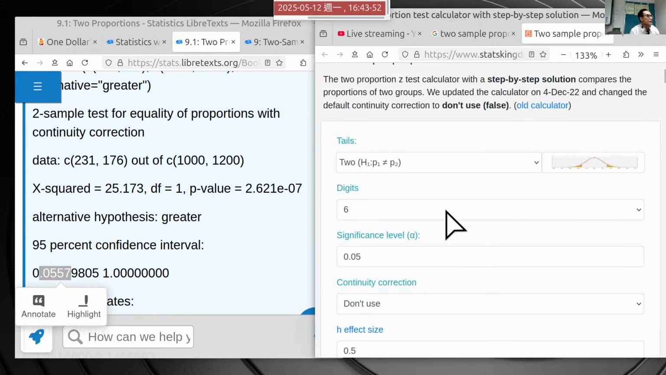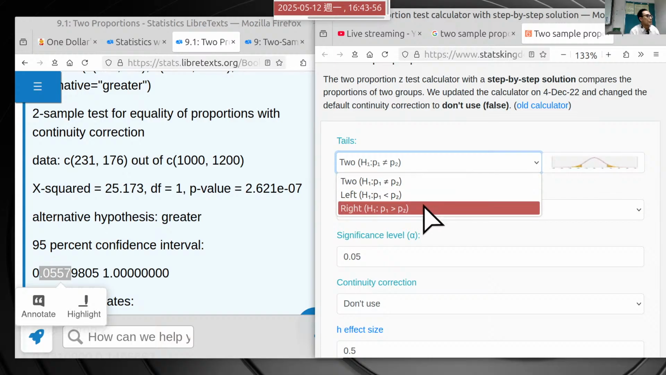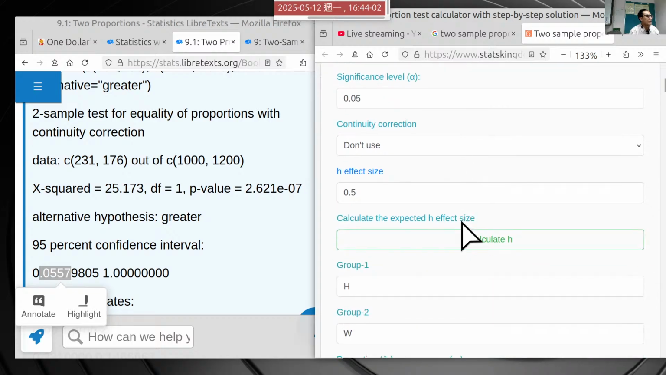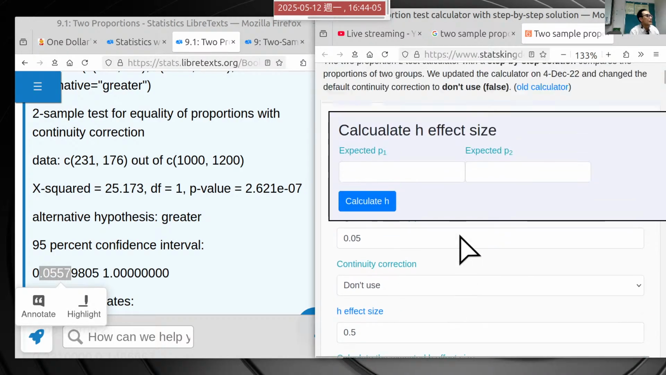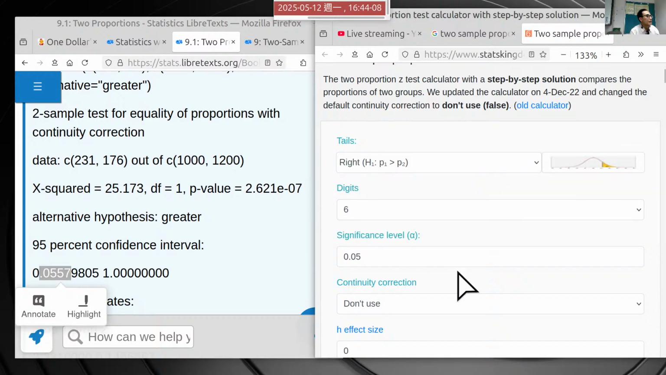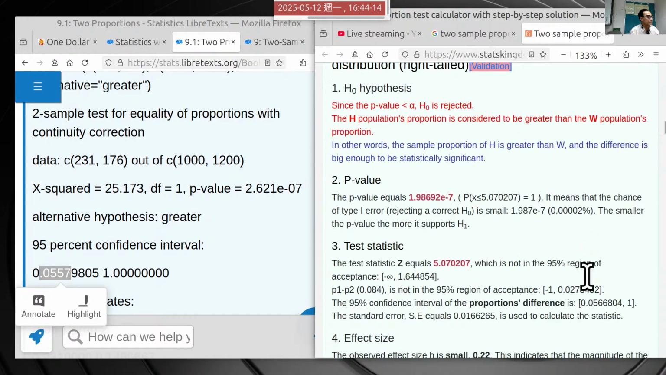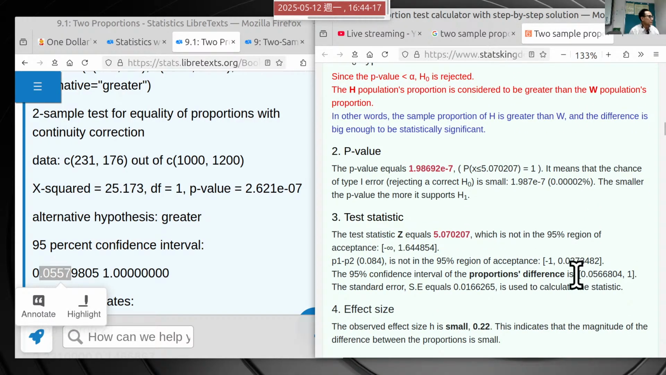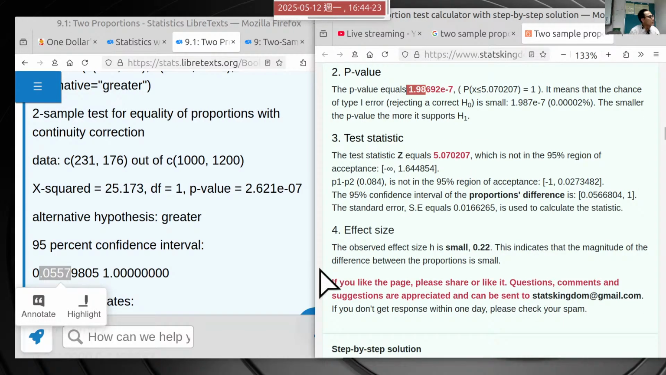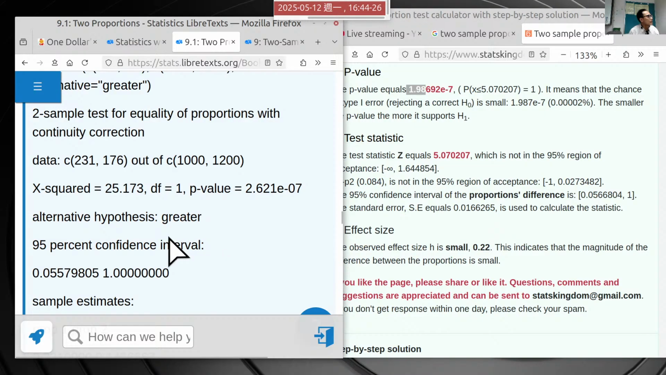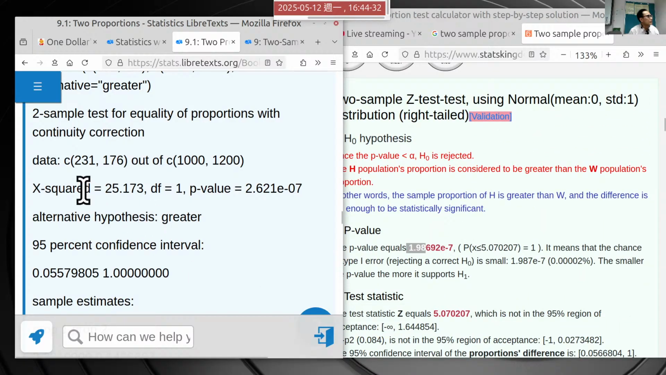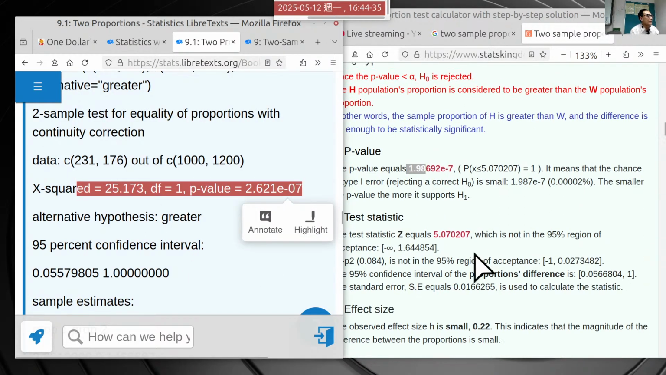If we set proportion 1 is greater than proportion 2, then calculate. It's strange. I don't know why that's different from that one. Maybe they use a different formula. Okay, and let's check here.